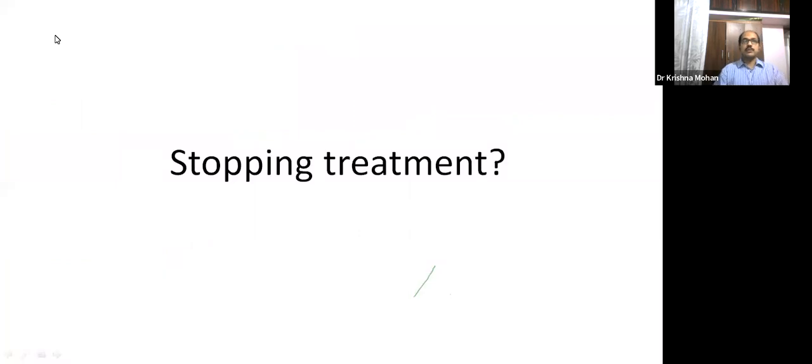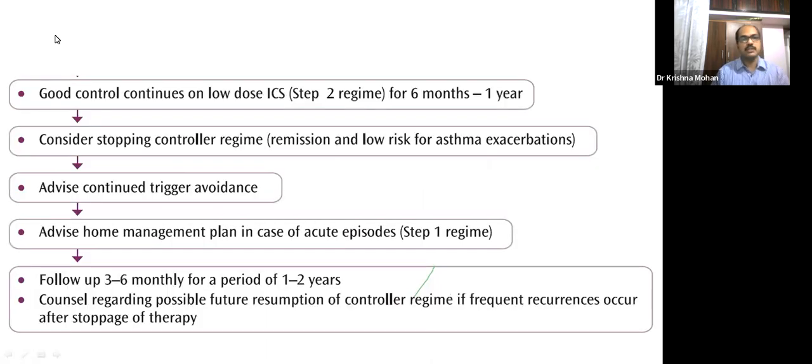This is another important question. Even on the day of starting the treatment, the patient will be asking, the parents will be asking, when will you be able to stop this treatment? So this is very, very important. You have to keep in mind, once good control continues on low dose inhaled corticosteroid, that is the step 2 regime, for at least 6 months.